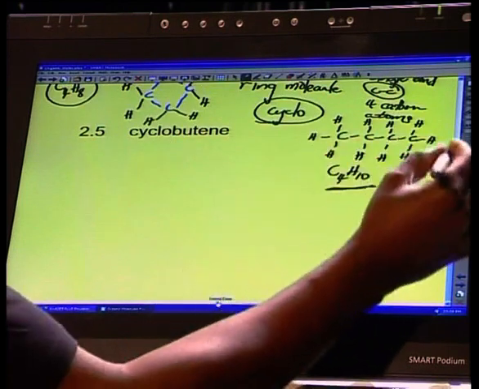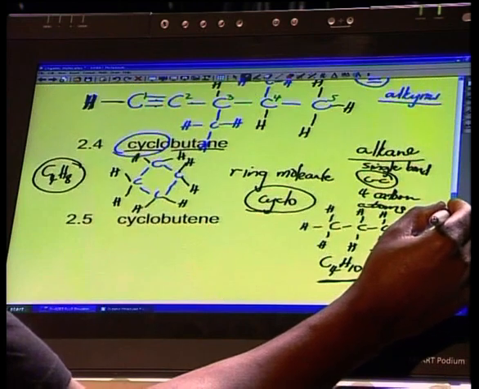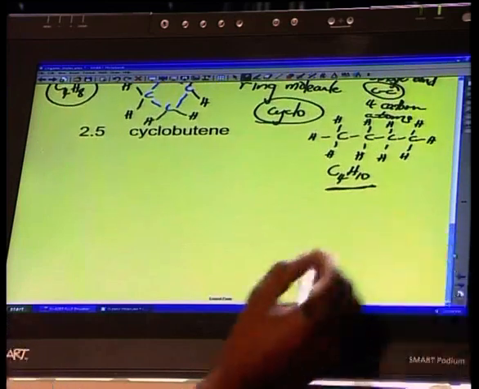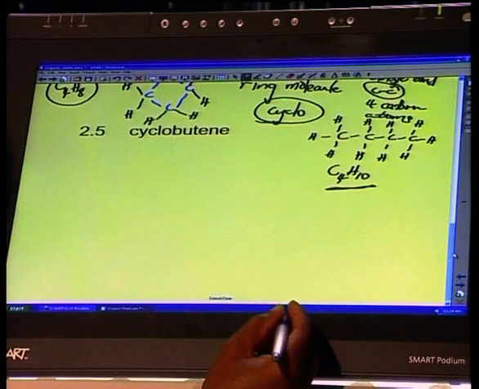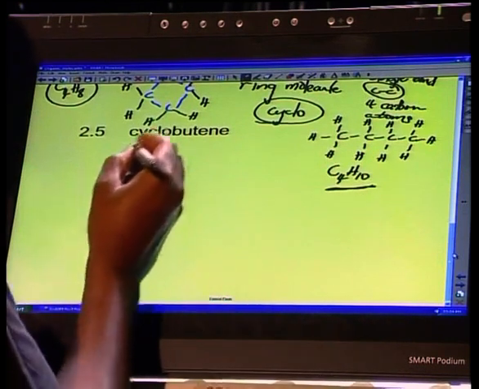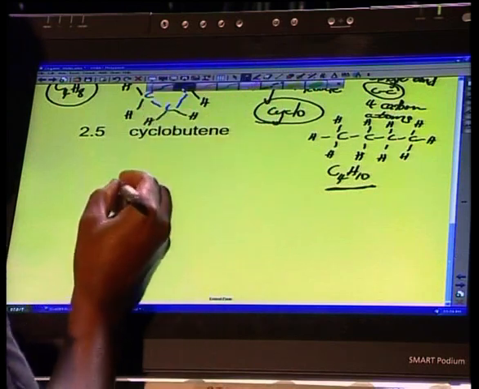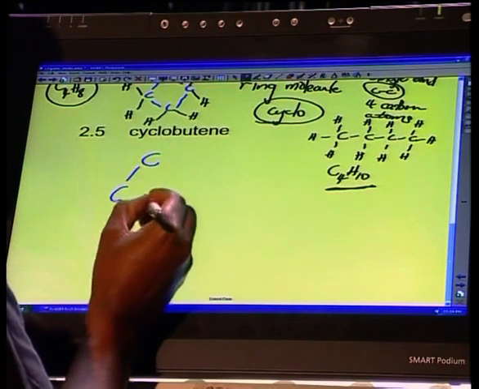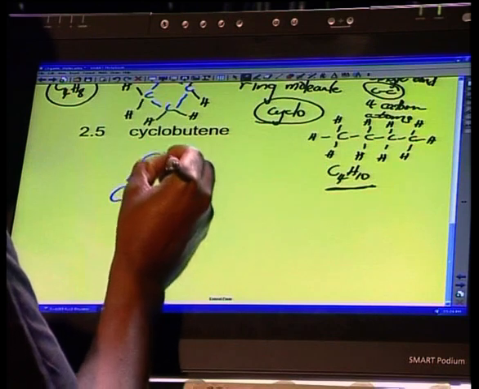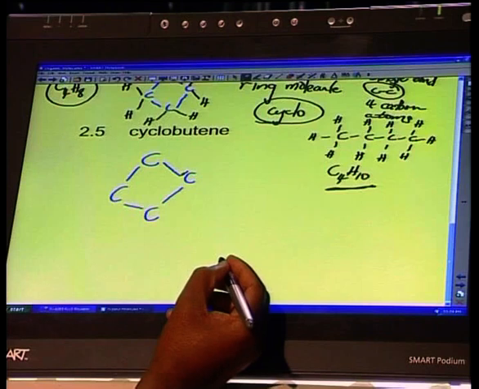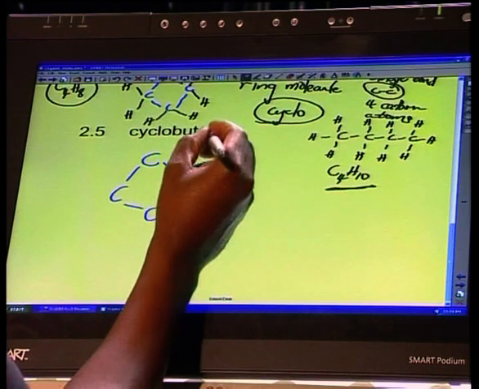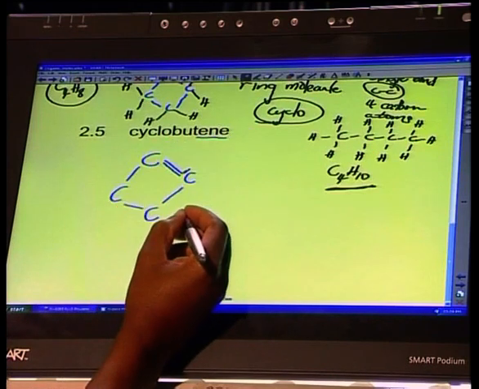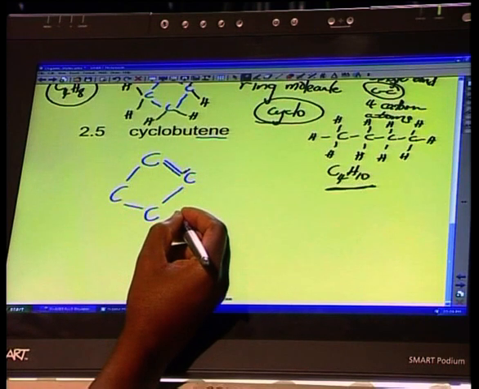Let's come to the last one. Okay, here. In fact, yes, the last one, 2.5. Cyclobutene. Okay, now cyclobutene, let's look at it. It's again a ring formed of 4 carbon atoms. But it says butene, so I'm expecting a double bond somewhere. Okay, so let me place my double bond there.